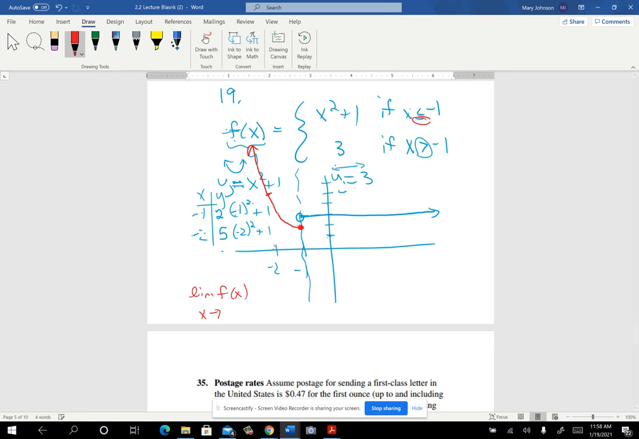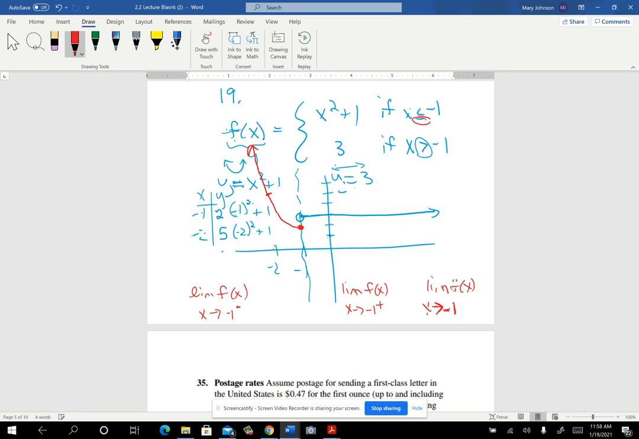as x approaches -1. Now watch it. It's approaching -1 from the negative side. Then we're going to do the limit of the function as x approaches -1 from the positive side, and then we'll consider the overall limit of f of x as x approaches -1.